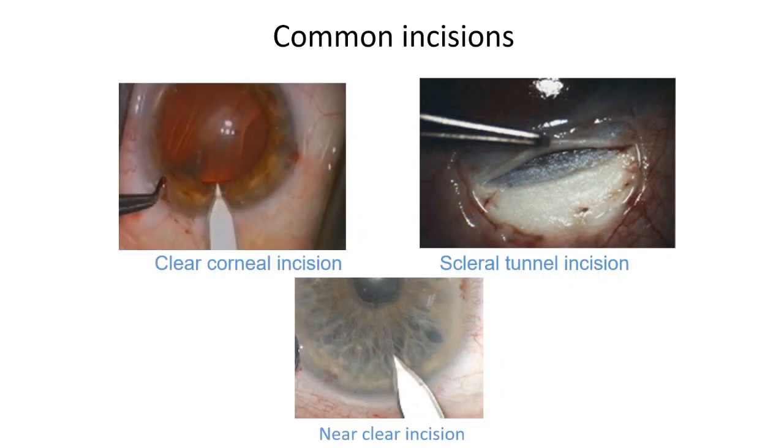Here are some common incisions. On the upper left you can see a clear corneal incision. On the upper right a scleral tunnel incision. And then down below a near clear incision which just goes through the edge of the limbal arcade.